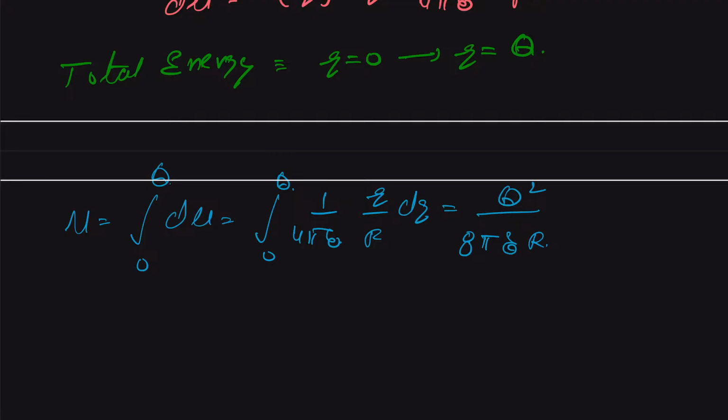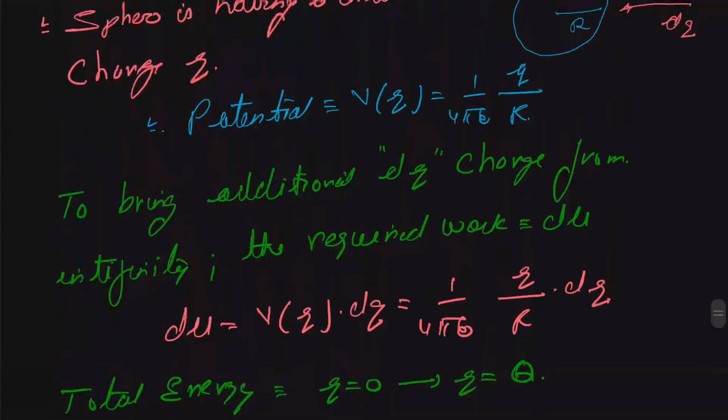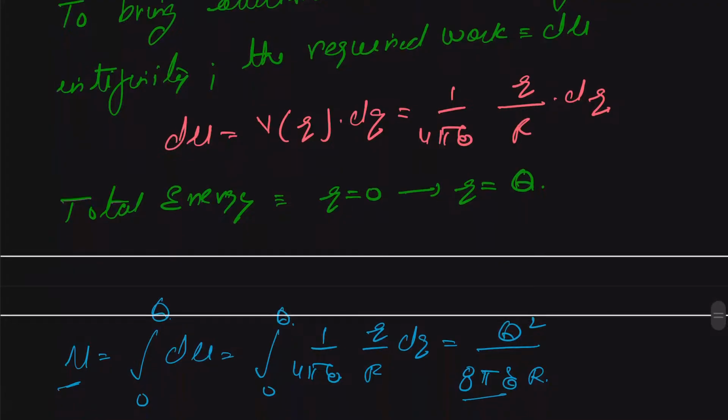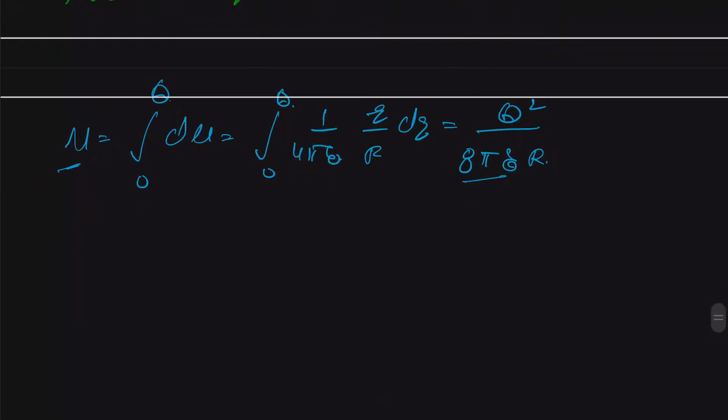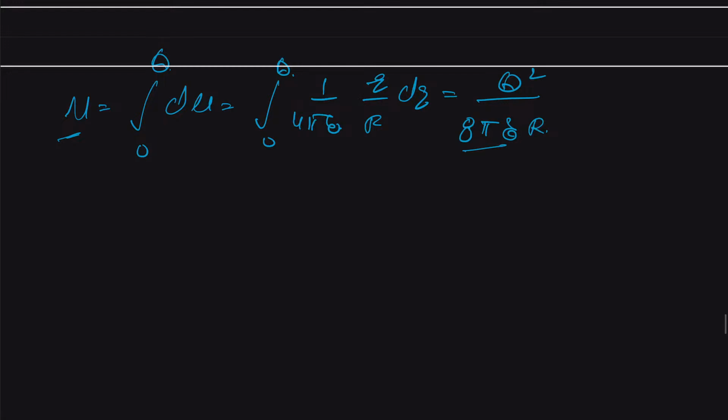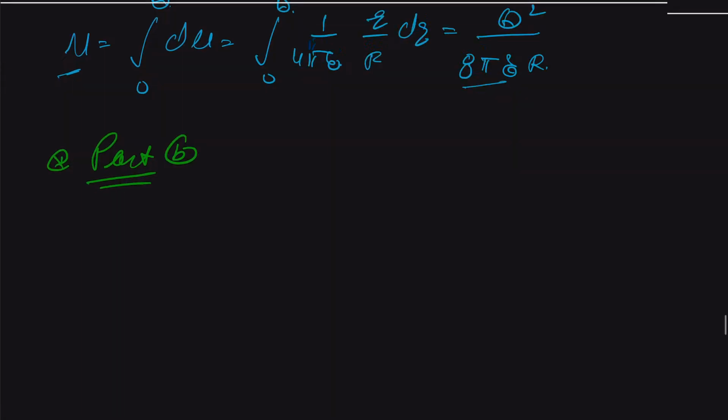So we can find out the total energy associated with the conducting sphere. In the previous question we solved the same using the capacitance, and this is a more traditional approach which we study in the books also. So this was our part A. Now we come to part B, and part B states that now we have two conducting spheres.